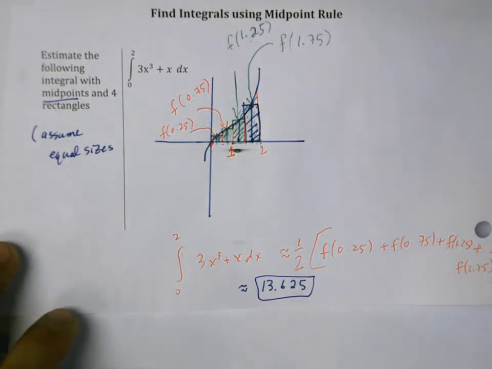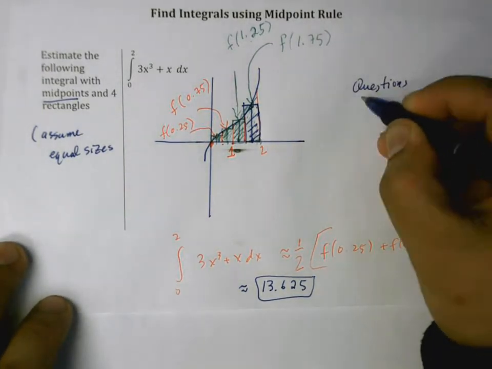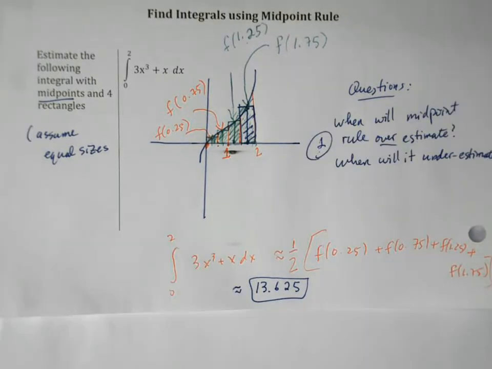But as always, I will pose some questions for you to think about. The first question is, under which conditions will the midpoint method overestimate, and under which conditions will it underestimate?